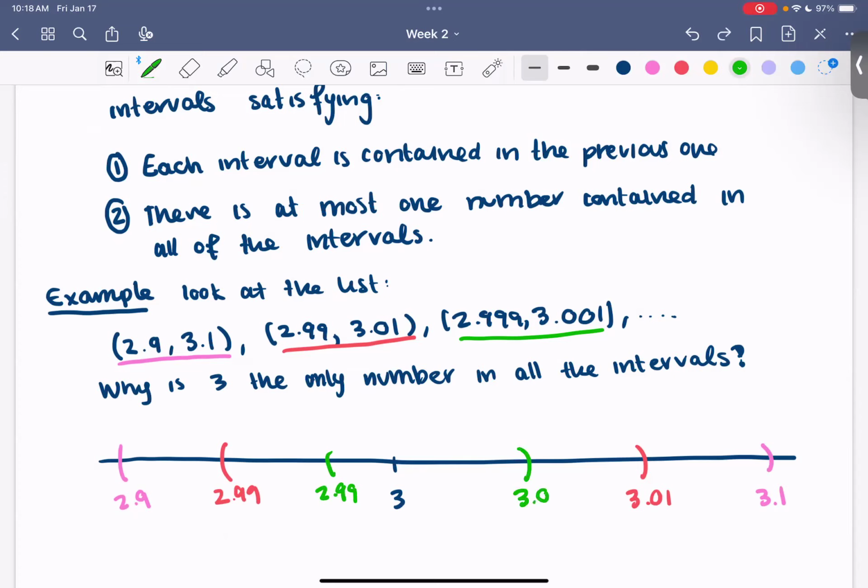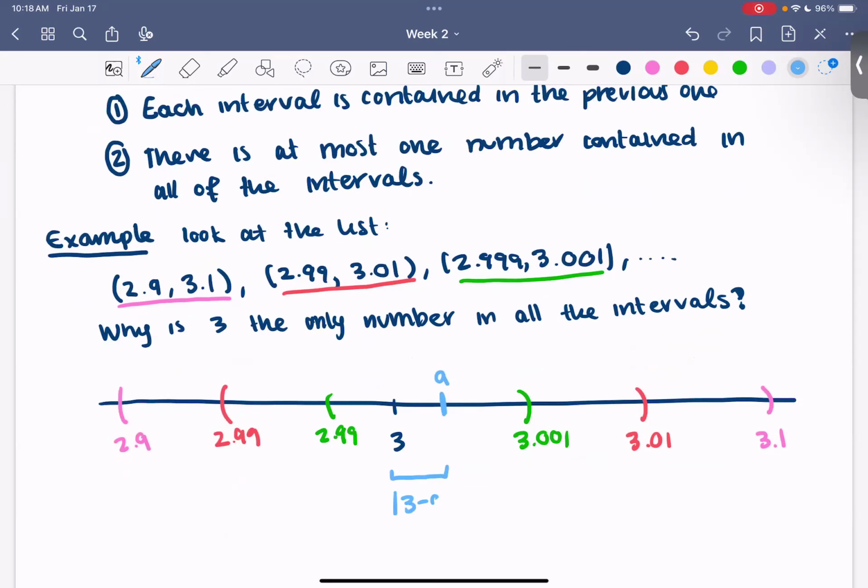So the idea here is, let's say I pick a number that's different from 3, but very, very close to 3. Let's say this is the number that I want to look at. Let's call this one A. There is some distance between 3 and A, right? There's some positive distance here, which is just given by the absolute value of 3 minus A.